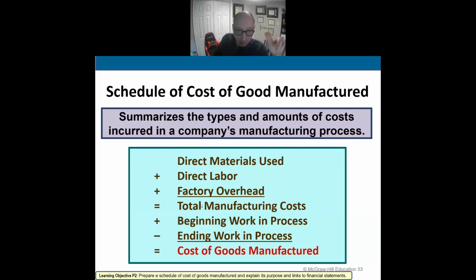What this represents is the total cost of goods manufactured. So it's the total cost of a product plus beginning work in process inventory minus ending work in process inventory equals cost of goods manufactured. It represents everything that we've manufactured up to this point.